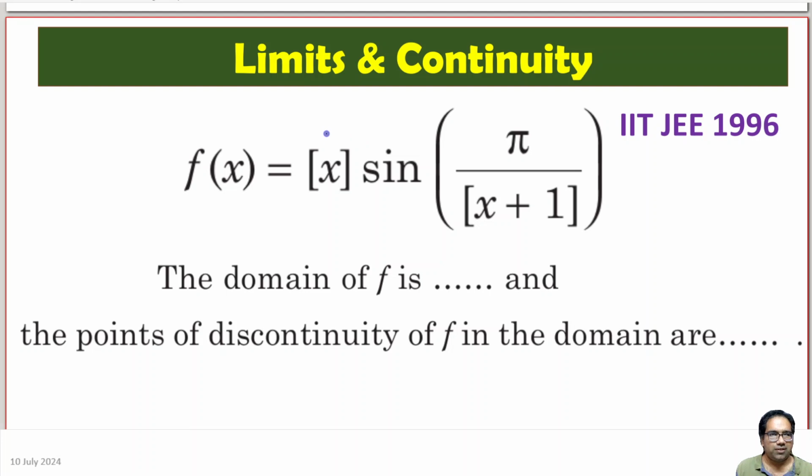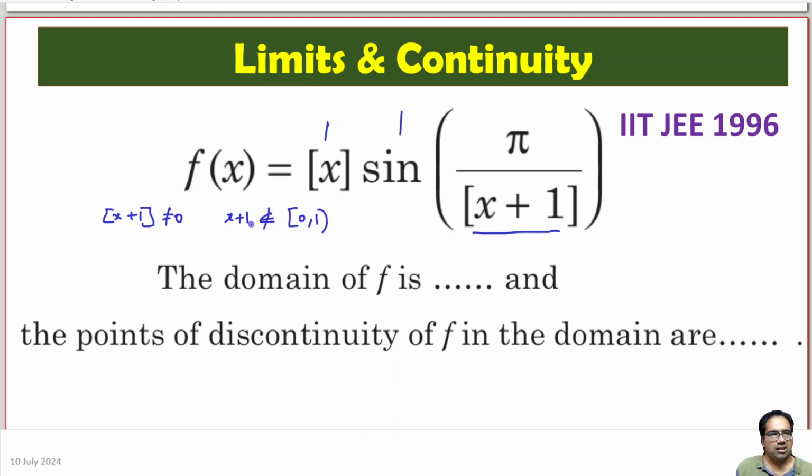This is a product of two functions, this one and this one, right? And sine of something is always defined except when the denominator is equal to 0. When this denominator is equal to 0, sine is not defined, because it is sine of 1 by 0, sine of infinity kind of thing. So this cannot be 0. Greatest integer function of x plus 1 cannot be 0. What does that mean?